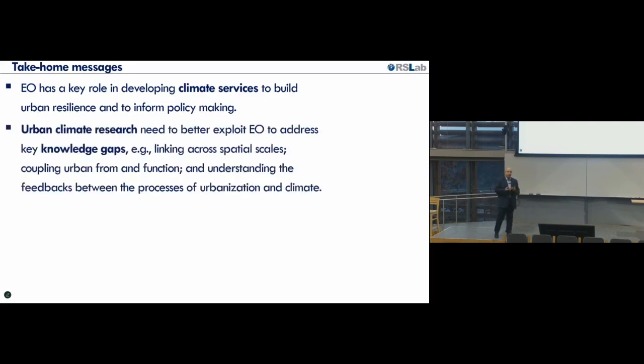However, urban climate research needs to better exploit Earth observation to address key knowledge gaps and key research questions. For example, we need to better understand how to link the different spatial scales, or how to couple urban form and urban function, because urban function continuously changes in seconds, and urban form changes in months or decades. Or we need to understand the feedbacks between cities and climate change: how cities affect the boundary layer, and how this boundary layer affects the regional and global climate.